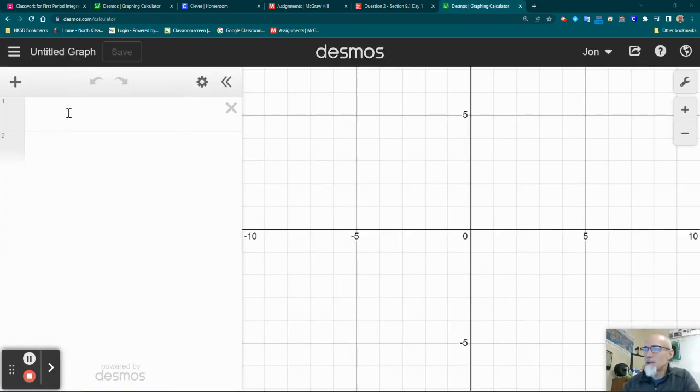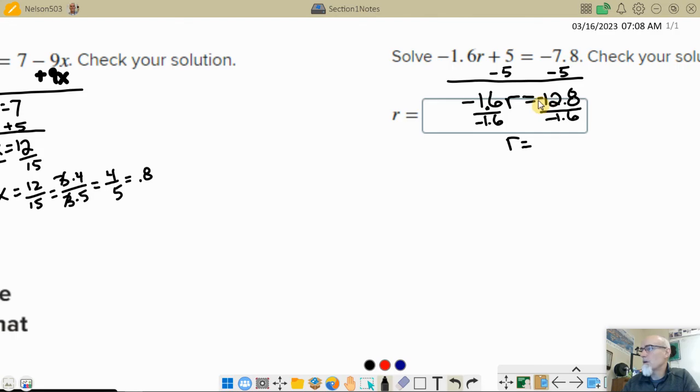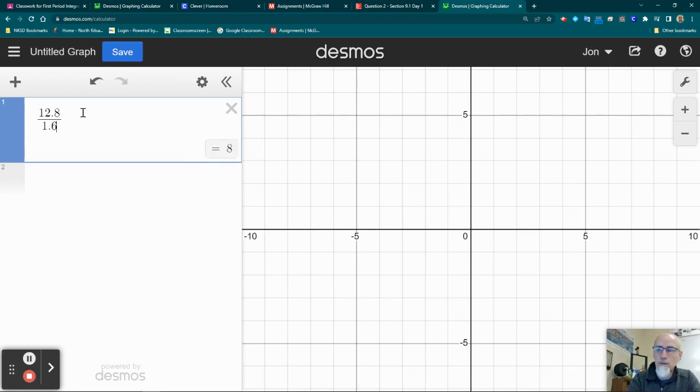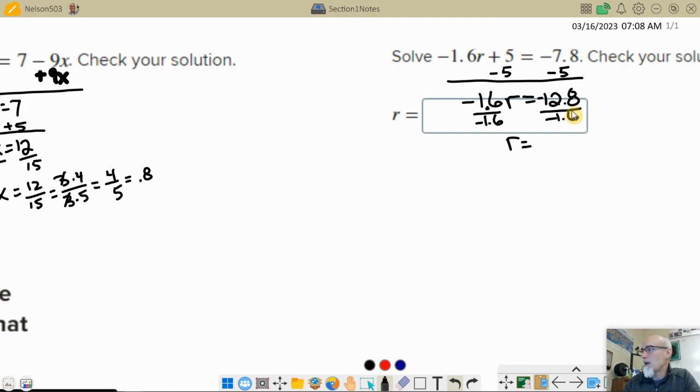Well, do you need to type in the negatives? I always leave things off if I feel like I don't need to put them on, because a negative divided by a negative is going to be a positive, right? So I'm going to simplify this guy down to 12.8 divided by 1.6. The fewer keystrokes I put in, I think the less chance I have of making mistakes. It's just less stuff I have to type in.